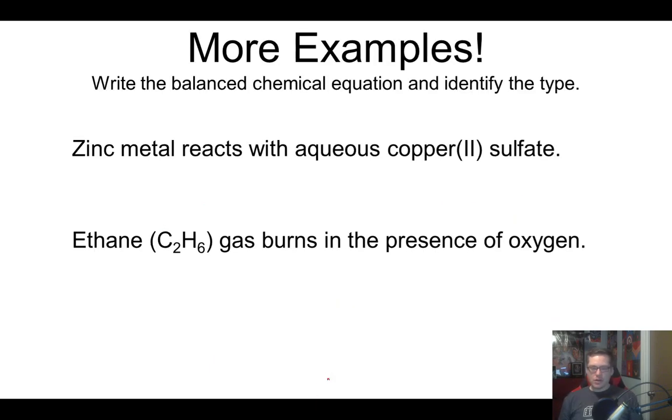Here we go. 2 more like this. Okay, we're just doing lots of practice. This is the only way to get good at these, is just to do practice.